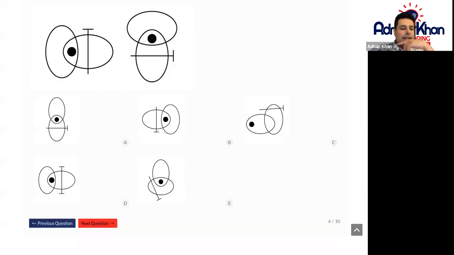Moving on to question number 6. The figures on the left are identical, but they've just been rotated. So rotated means turned around, turned around, turned around. Okay? So let's go to a student to answer this particular question. Okay, so let's go to Zoya for this one.